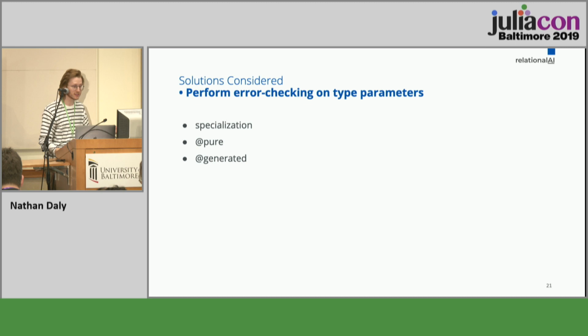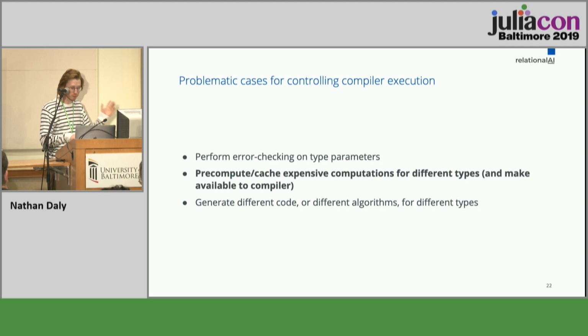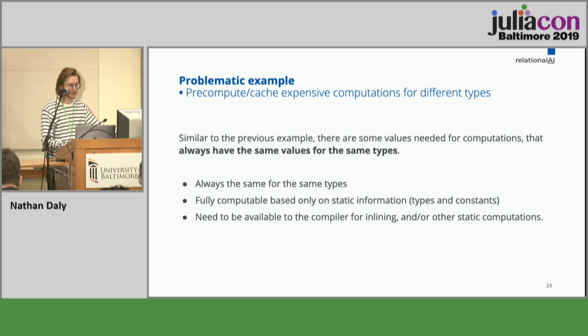So the next example is really similar, but we're not just doing error checking. This time we want to compute some value and then inject that value into future code. Just like the previous example, we always have the same output for the same types. Our values are fully computable based on only that static information, the types and the constants in the type. One extra thing, we want the result to actually be available for inlining or other future static computations.